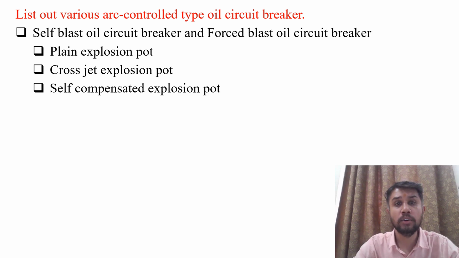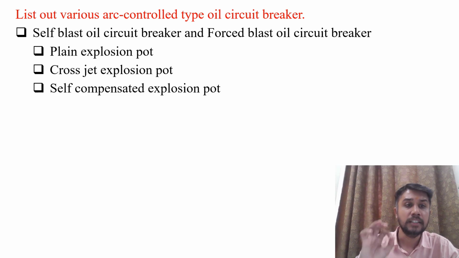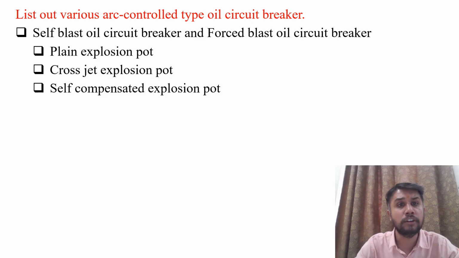Various arc control type oil circuit breakers. There are mainly two types of arc control type oil circuit breaker. One is the self blast oil circuit breaker and another one is the forced blast oil circuit breaker. In this there are three types: one is plain explosion pot, second is cross jet explosion pot, and third is self compensated explosion pot. So these are the types of arc control type oil circuit breaker.